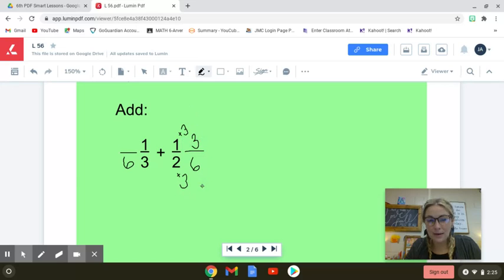Okay, so I've rewritten my fraction over here. I need to do the same over here. I'm not sure why I started on the right. It doesn't matter, I guess, which side you start on when doing this work. How do I get from 3 to 6?